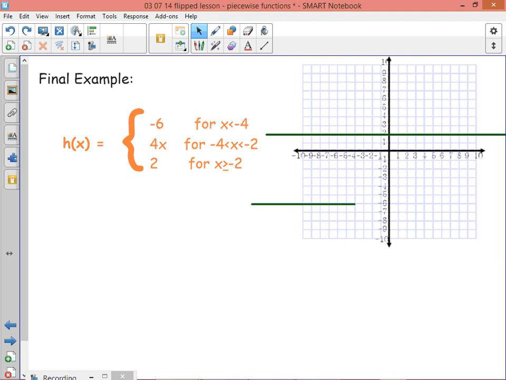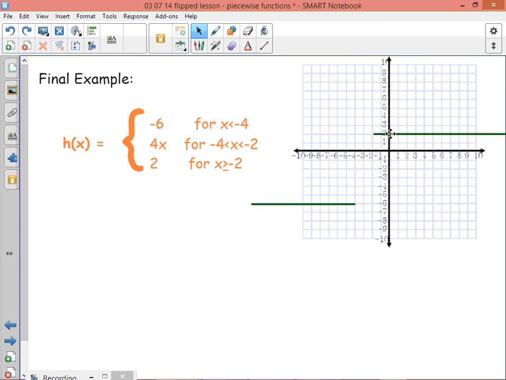Okay, come on. Okay, we'll just do it that way. Okay, having trouble. Okay, great. So that's where x is greater than or equal to -2.